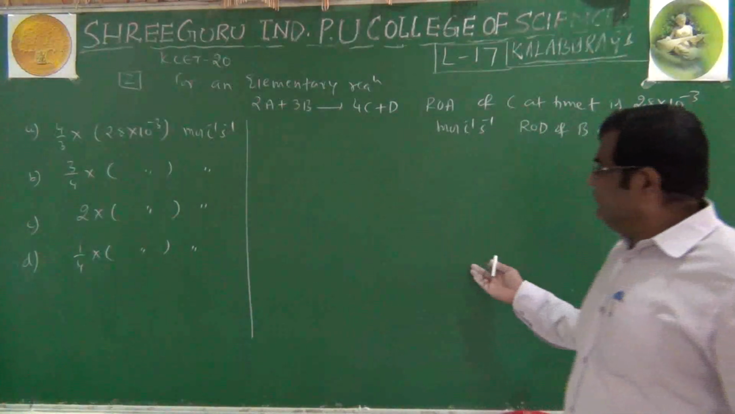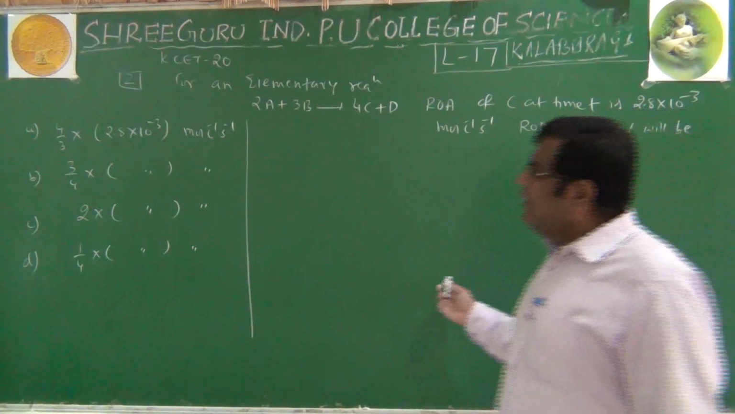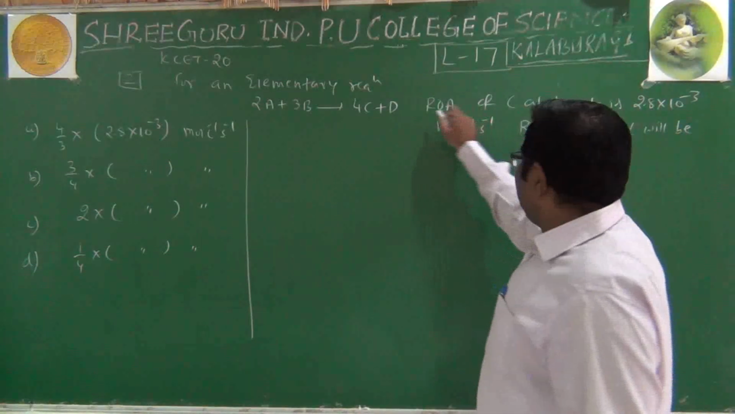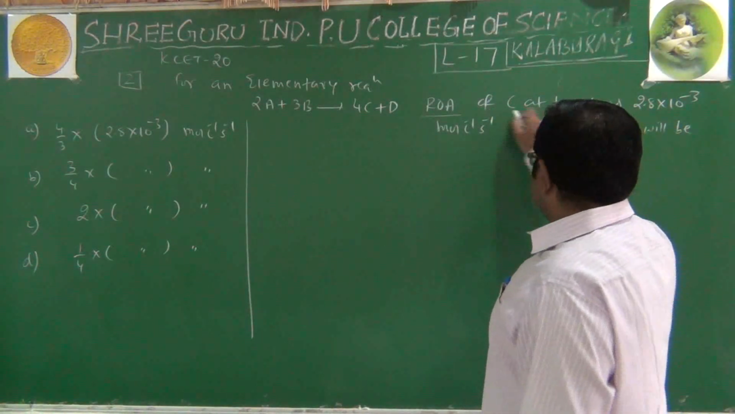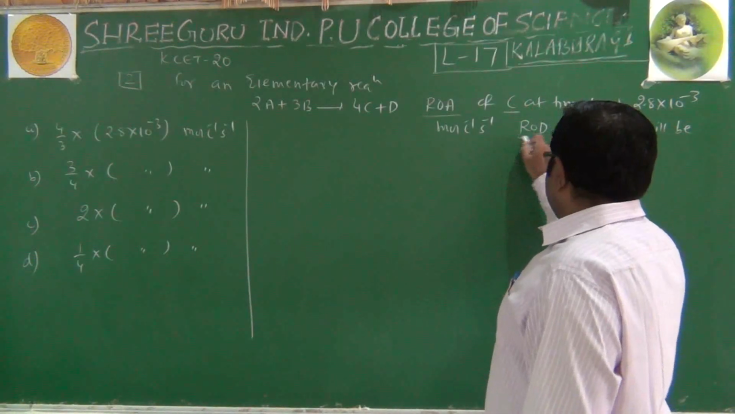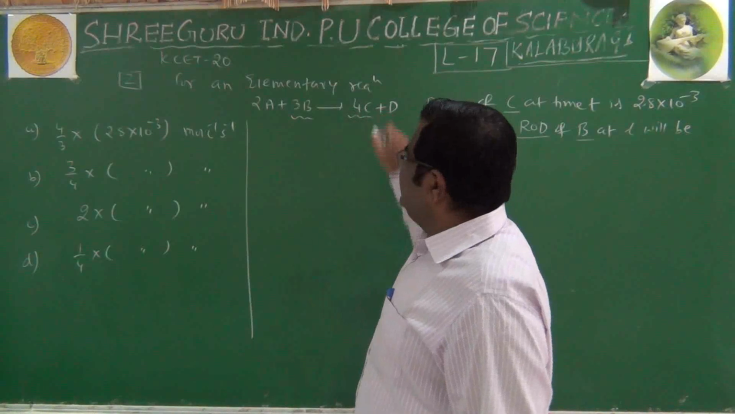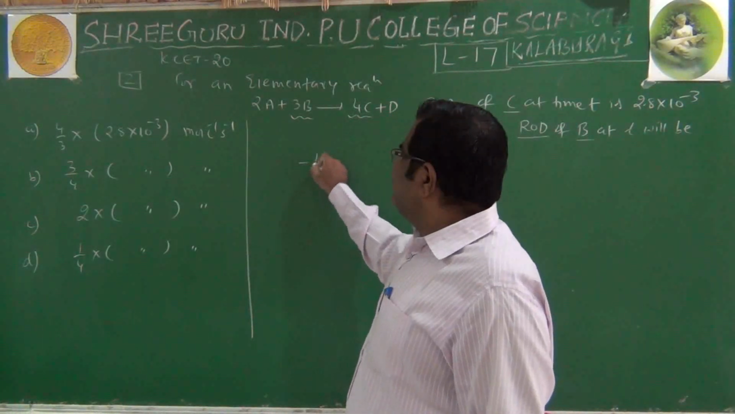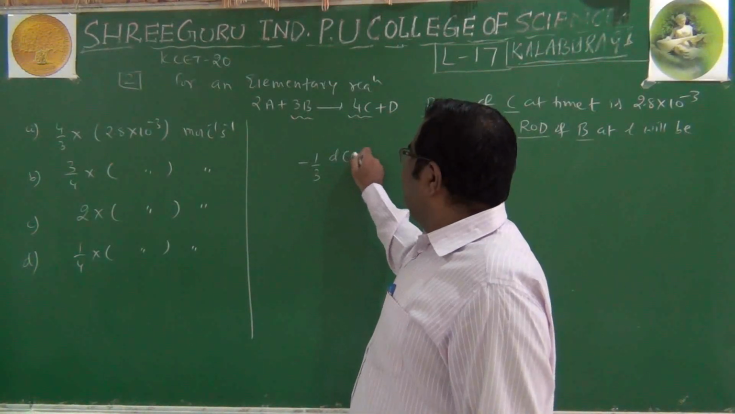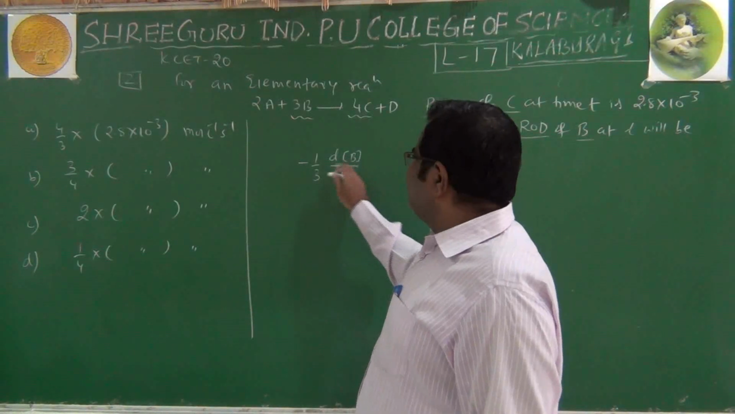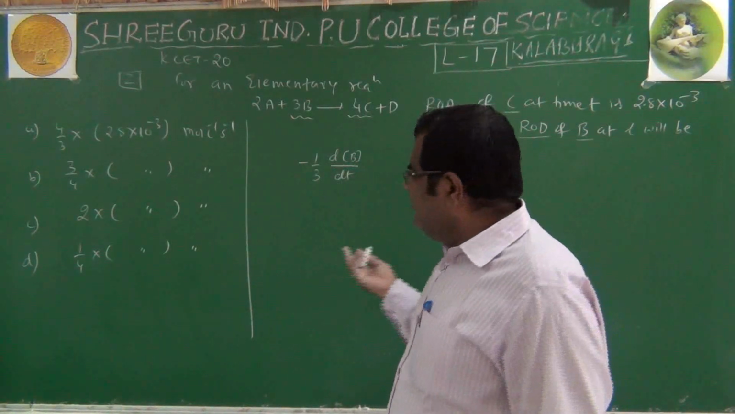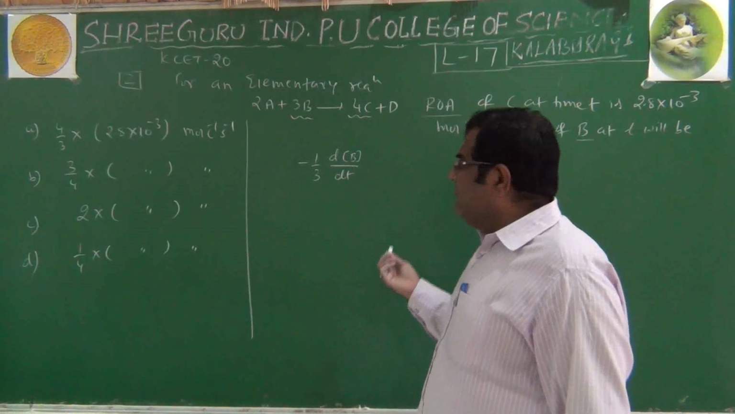Relatively easier question. What can we write? Rate of appearance of C they have given, and rate of disappearance of B they have asked. So only B and C we have to compare. We can write negative 1 by 3 dB by dt. We can write this as triangle, average rate or rate at a particular moment, that doesn't matter. Our answer will be the same.